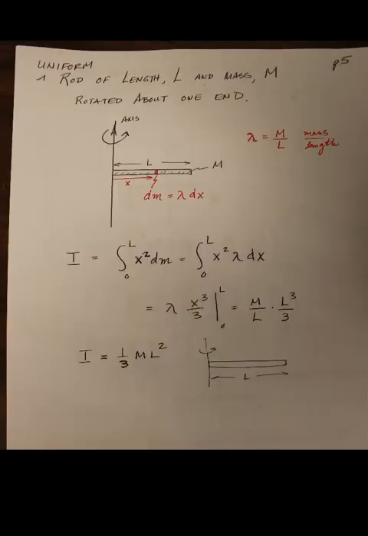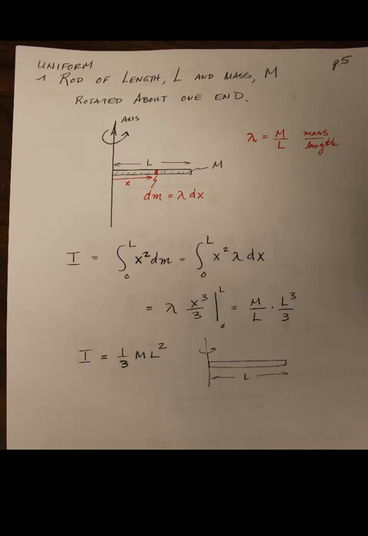Page 5, our first one, we'll do a uniform rod of length L and mass M, rotated about one end of the rod. So take a look at the diagram. We define that linear mass density is mass per unit length, or in this case, lambda will be M over L. We're going to integrate r squared dm.